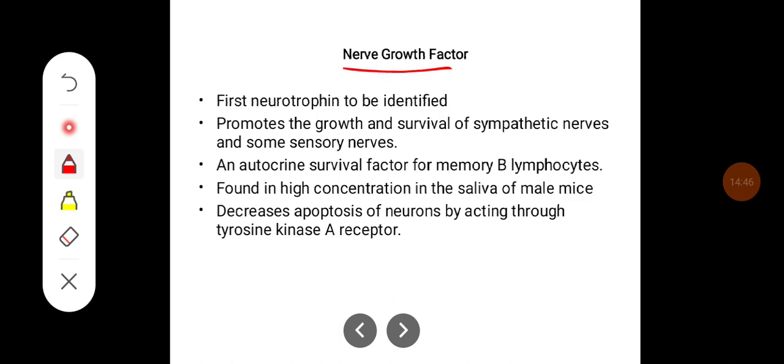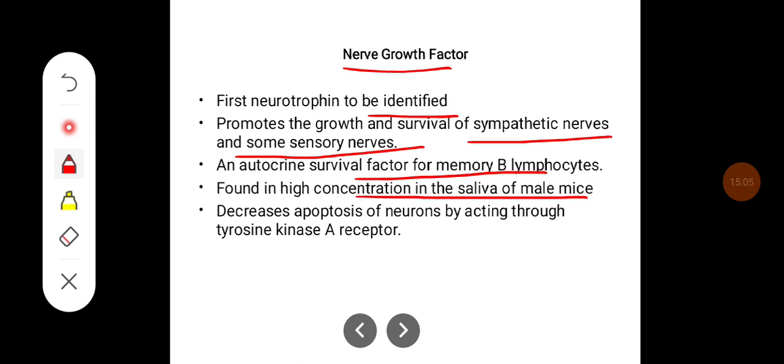Nerve growth factor is the first neurotrophin to be identified. It promotes the growth and survival of sympathetic nerves and some sensory nerves. It is the autocrine survival factor for memory B lymphocytes. It is found in high concentration in the saliva of male mice, and it also decreases the apoptosis of neurons by acting through the tyrosine kinase A receptor.